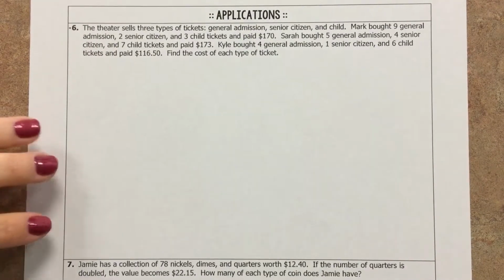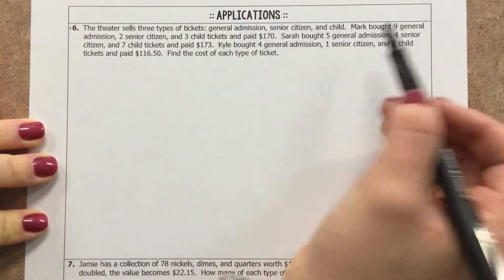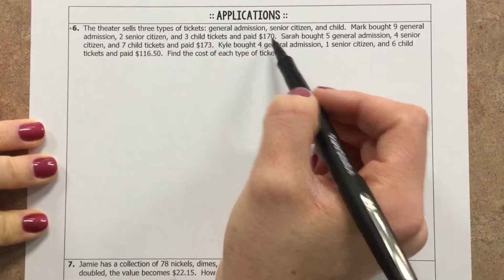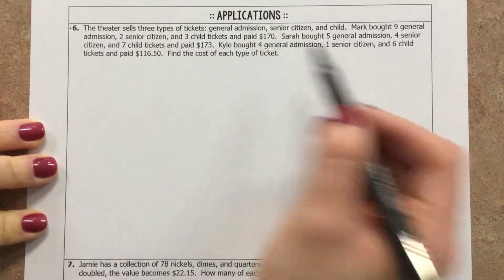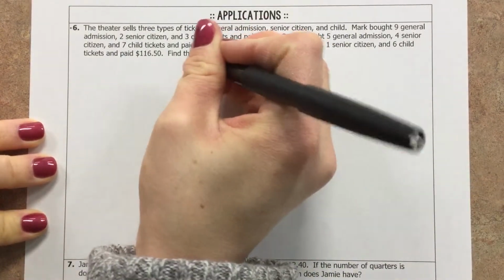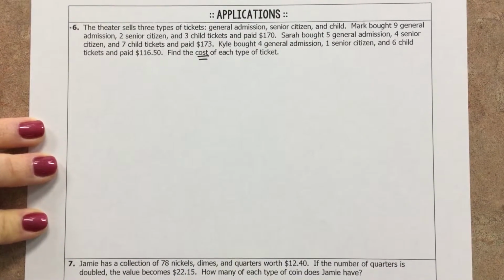So for number 6, it says the theater sells 3 types of tickets: general admission, senior citizen, and child. Mark bought 9, so these are his number and his price. Sarah bought this many of each and her price. Kyle, same situation. Find the cost of each type of ticket. So make sure you know what it is that you're solving for and make sure that you're clear about that when you set up your variables.